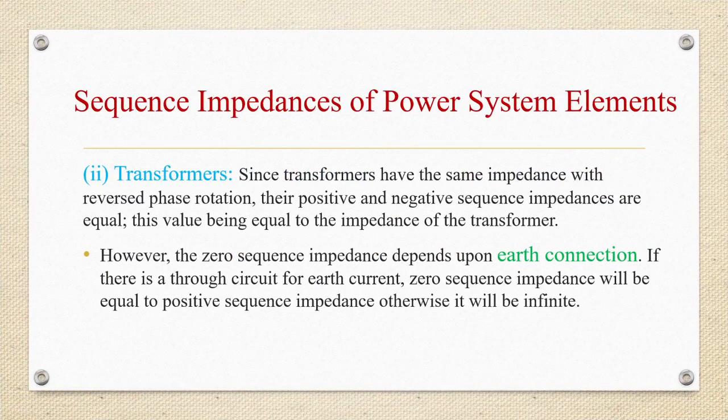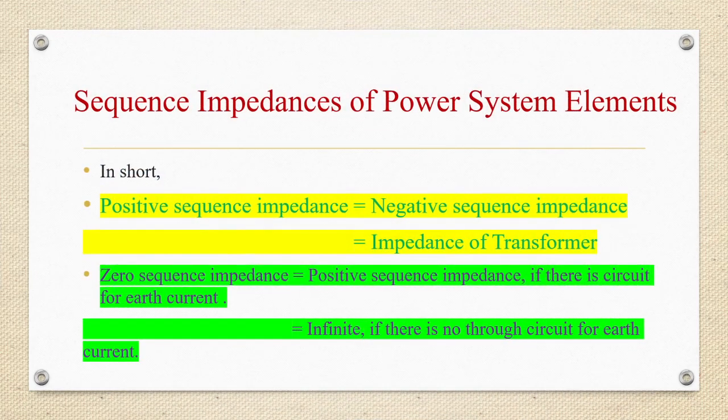Second one, transformers. Since transformers have the same impedance with reverse phase rotation, their positive and negative sequence impedances will be equal, and this value will be equal to the impedance of the transformer. So in the transformers, the impedance of the transformer is equal to the positive and negative sequence impedances. However, zero sequence impedance will depend on the earth connection. If there is a circuit for earth current, then zero sequence impedance will be equal to positive sequence impedance, otherwise it will be infinite.